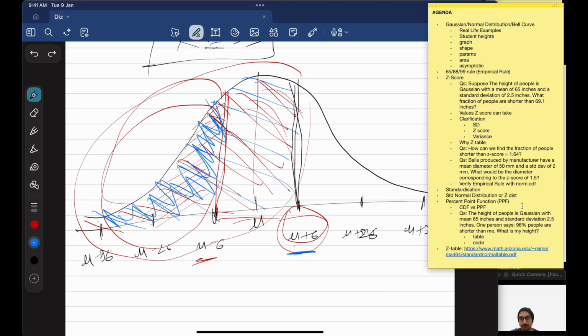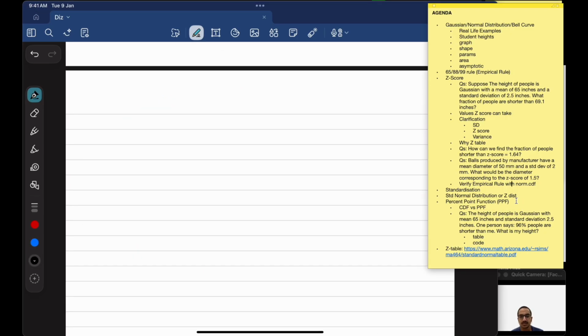Anyway, let's move on. We already saw standardization, right? We already saw standard normal distribution. It's also called the z distribution. Let's go to the final topic, percent point function.